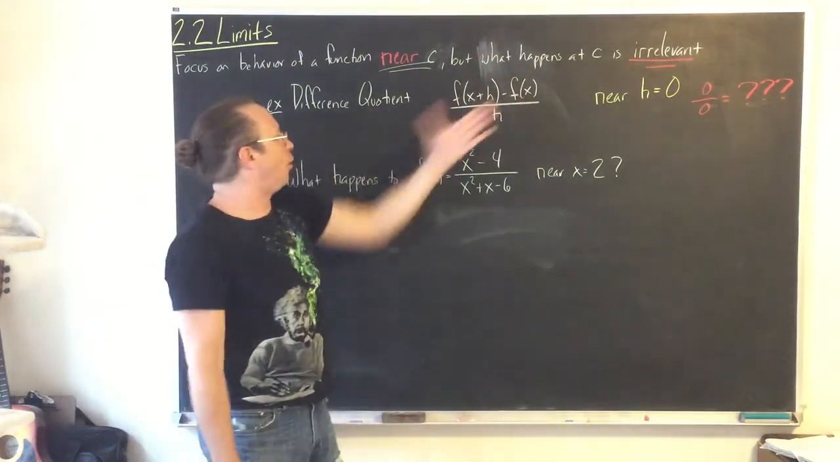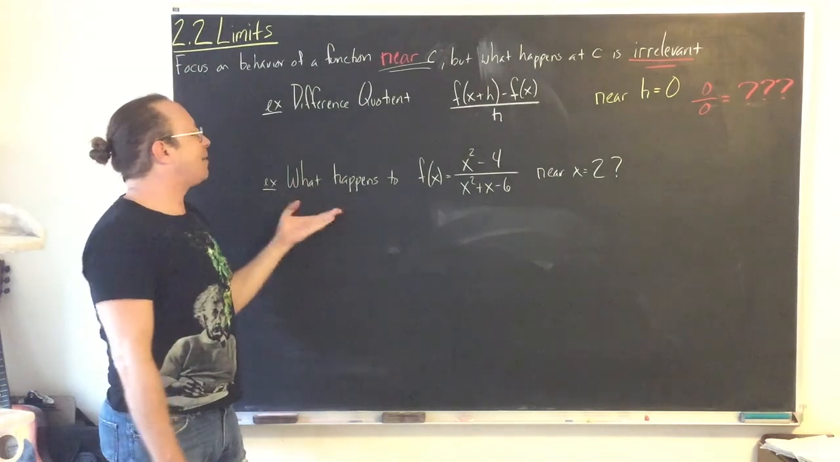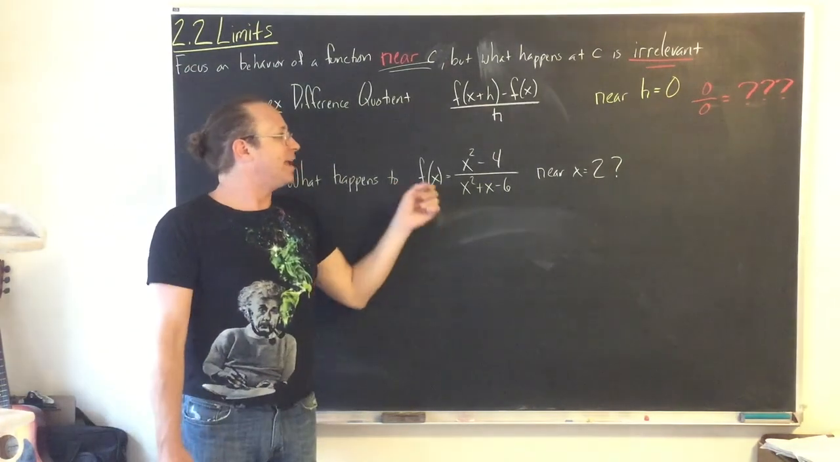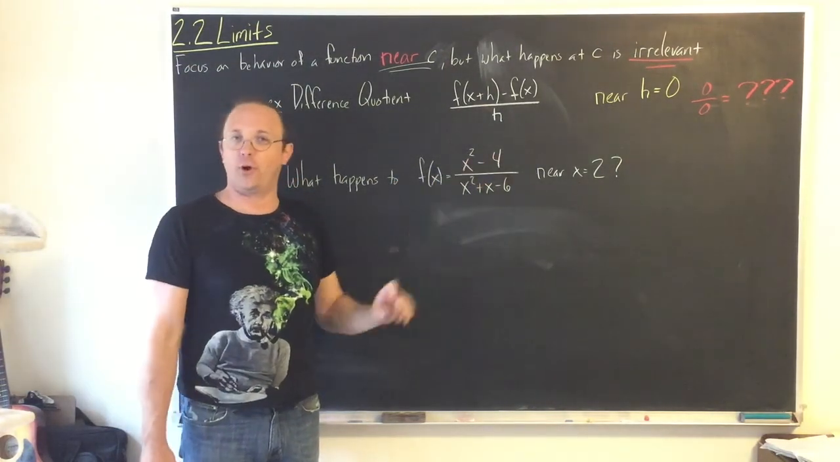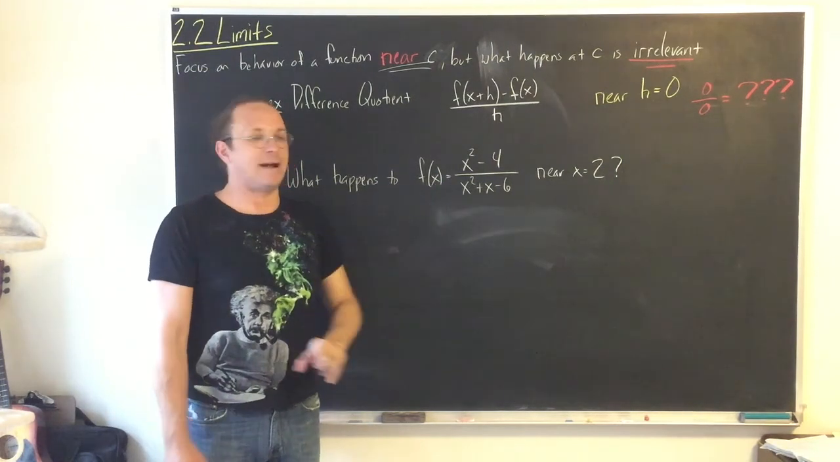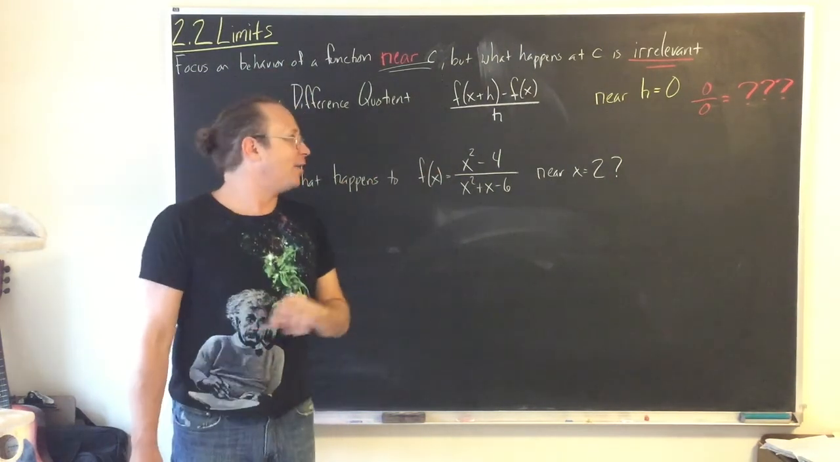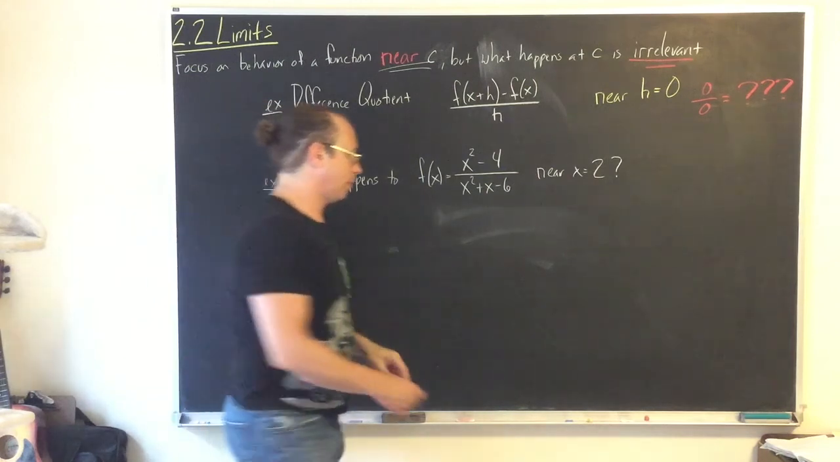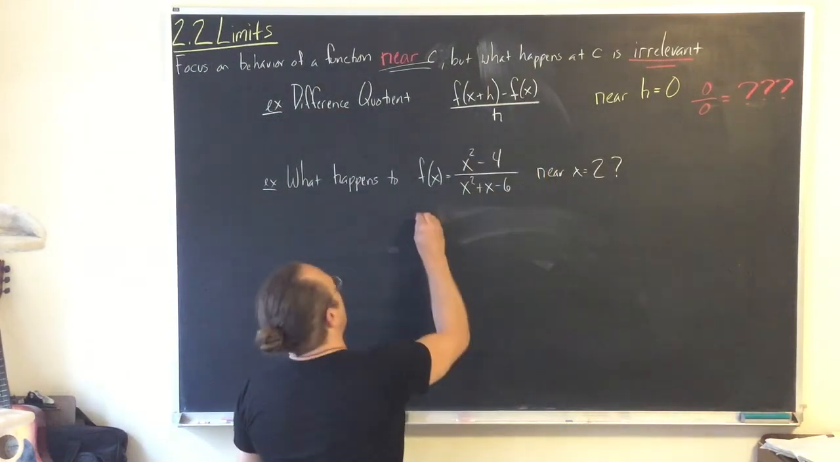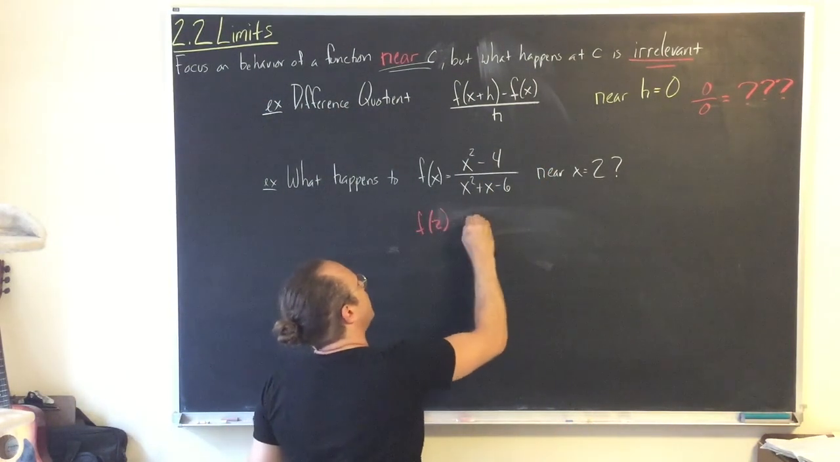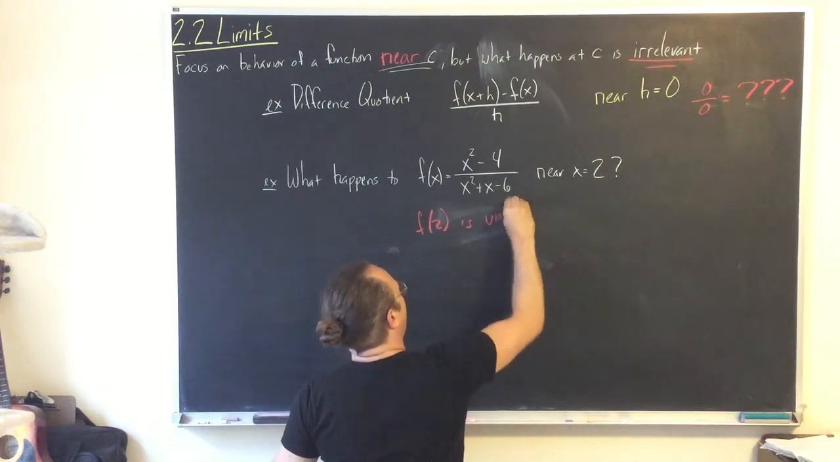But let's turn our attention to a more concrete example, and let's think about what happens to the function f of x given by x squared minus 4 divided by x squared plus x minus 6 near the value x equals 2. I will make a quick note to say that f of 2 is undefined.